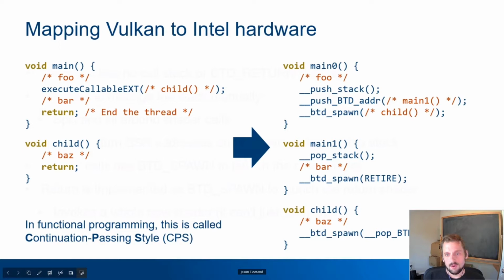So we end up splitting main zero into two different shaders, one which does the first half and then does the call, and then the second shader does the second half and then retires. And then child gets called into, and then it looks on the stack to see where it should call when it's done, and that's how we get to main one. So that's the way that returns are handled.